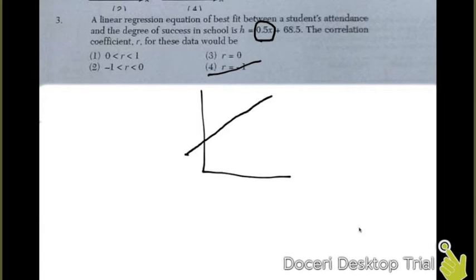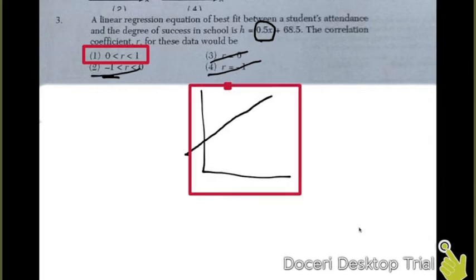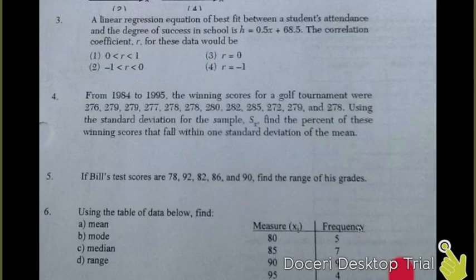Right away we can get rid of this. We know that there is some kind of correlation, so we can get rid of this. And this also here includes the negative, so we can get rid of that. So your answer for this would have to be choice 1. You don't have to do any calculating for that one. It's just thinking about what they're asking you. So if you know that your graph looks something like this here, you will be able to tell which one the correlation coefficient will be.